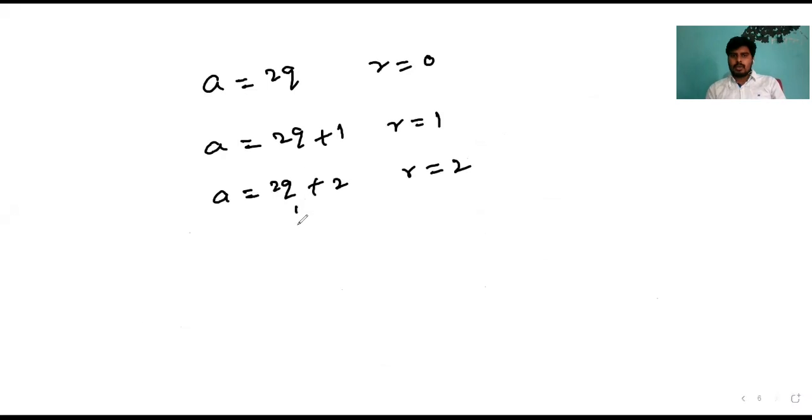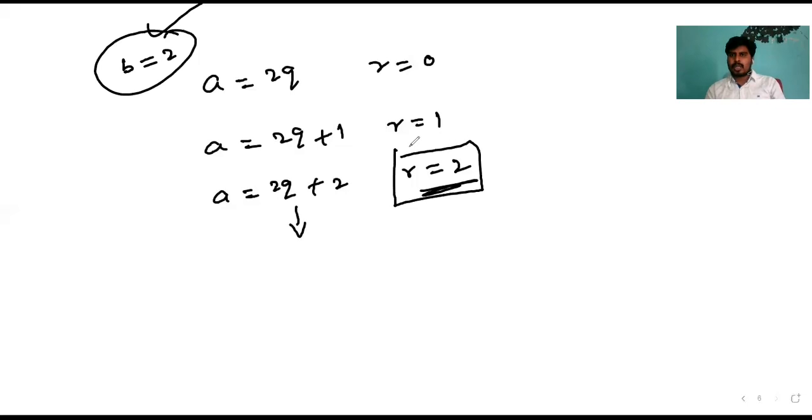Okay, now this we can write. If the remainder is 2, what is the divisor? The divisor is also 2, and the remainder is also 2, right? What can we do now? Simply observe, we can take 2 common. If you take 2 common from this, what do you get? q plus 1 you will get, right? You'll get 2 into q plus 1.